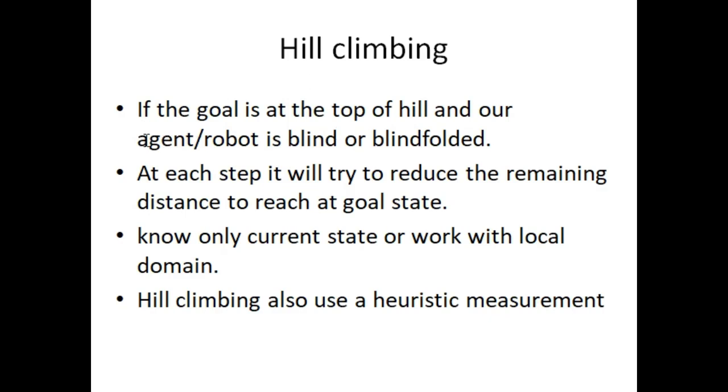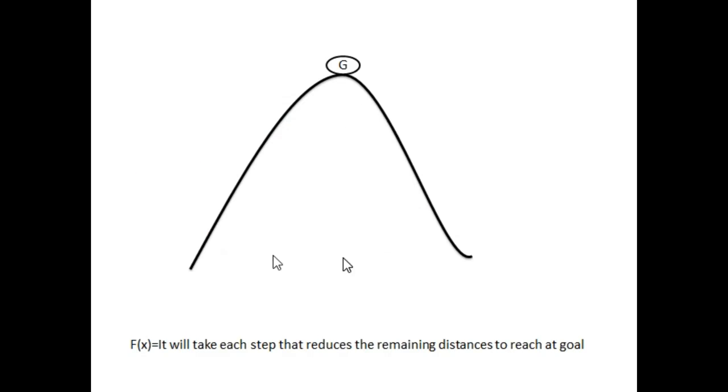So just look at this point that if the goal is at the top of the hill and our agent or robot is blind or blindfolded, and the second point, which is very important, is that at each step it will try to reduce the remaining distance to reach the goal state. So just look at this slide, if the goal state is here at the top of the hill, our agent or robot is blind or blindfolded, ये अंधा है या तो फिर उसकी आंखों के ऊपर पट्टी बंधी हुई है.